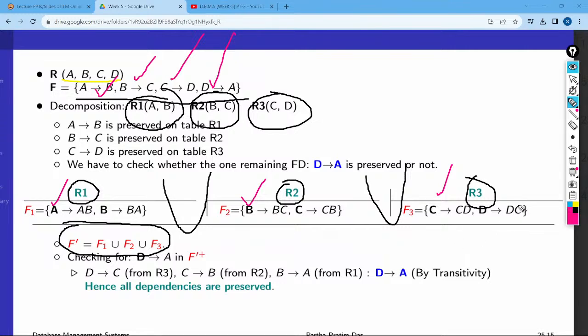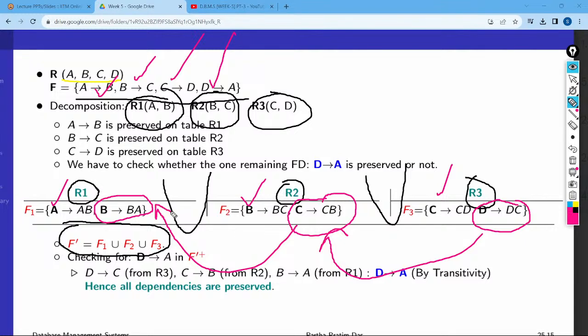So this is quite a long path. So D arrow C exists. From here we reach C arrow B. Okay, from here we reach here, and from there we reach here. B arrow A exists, right? So finally, this means that even D arrow A exists in the set F and in set F dash both. Hence, all the dependencies are preserved.